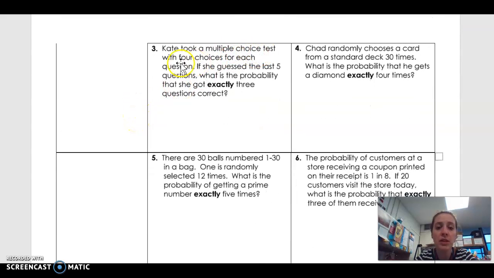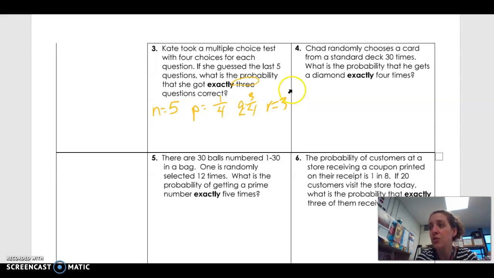So let's look at this example right down here, number 3. Kate took a multiple choice test with 4 choices for each question. If she guessed the last 5 questions, what's the probability that she got exactly 3 questions correct? So my n value here is 5 because we're guessing on those 5 questions. My probability of success would be 1 out of 4 because each question had 4 possible answers and one of them would be correct, meaning that a failure would be 3 out of 4, right? Because 3 out of the 4 answers would be wrong. And my R would be 3 because I want exactly 3 correct.